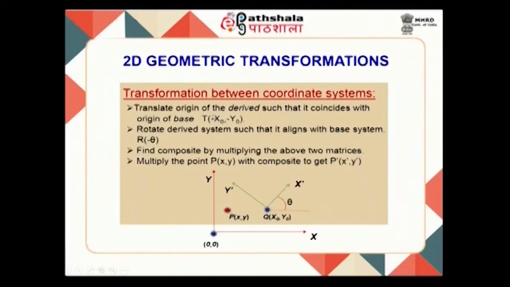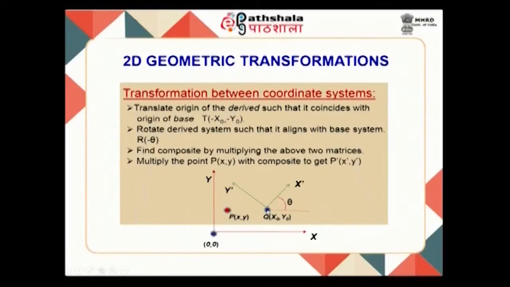Now, the first step in this is to perform a translation T of minus x naught, minus y naught. So, this position x naught, y naught, you translate such that it coincides with the origin. Now, we can treat this as a complex problem. We can break this up into a series of simple or basic transformations, combine them into a composite matrix, and now multiply the point to get the new point.